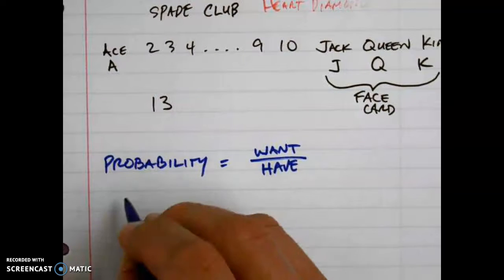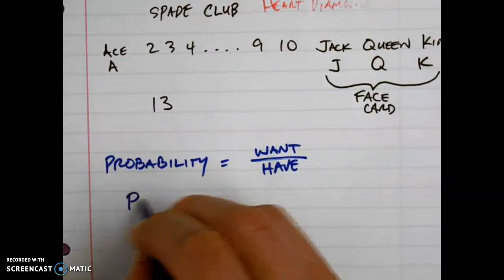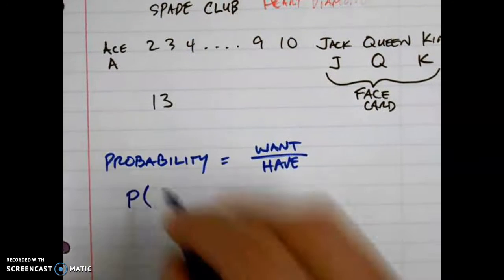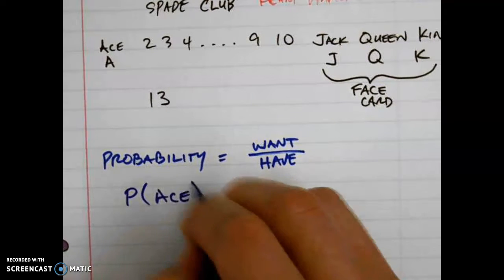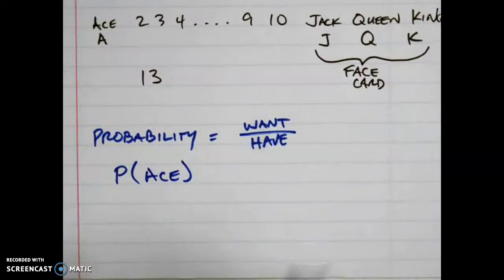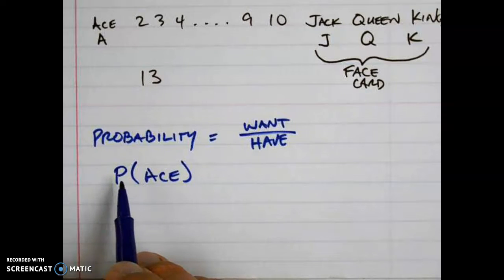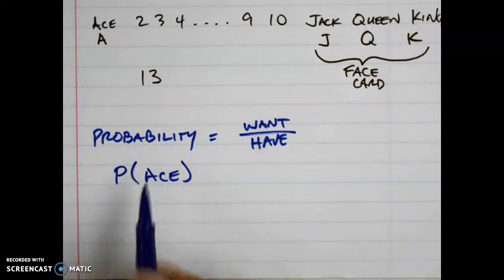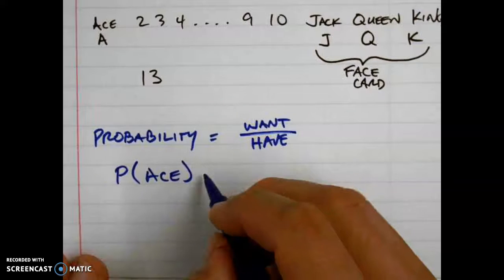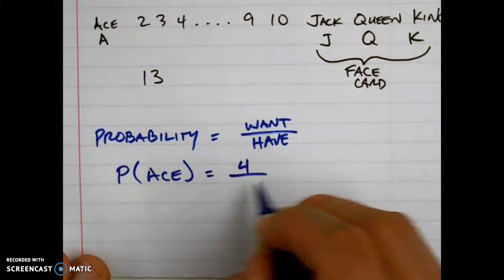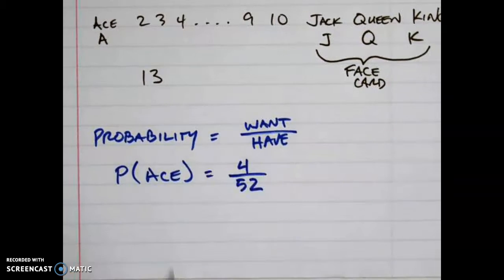I'm going to give you guys a little notation here. P, parentheses, ace. That means what's the probability of getting an ace? P stands for probability. Whatever's inside the parentheses is what you're trying to find. So how many aces are there? And how many cards are there? Okay. There are 4 out of 52. It's a 4 out of 52 chance of getting an ace.